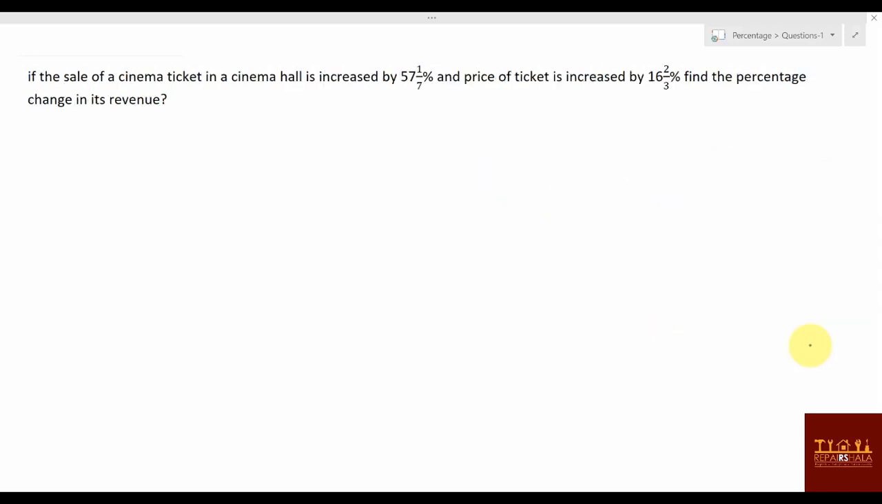Next: the sale of cinema tickets in a cinema hall is increased by 57 1 by 7 percentage. So sale, you can say ticket sold into price of ticket, and this will be your revenue of the cinema hall. This one is increased by plus 57 1 by 7 percentage, and this one is increased by plus 16 2 by 3 percentage. What actually you can say? This one is plus 4 by 7, and this one is plus 1 by 6.